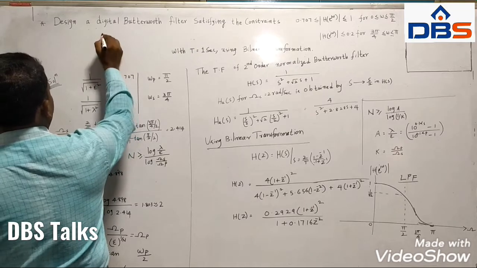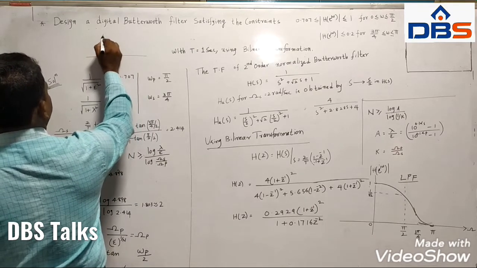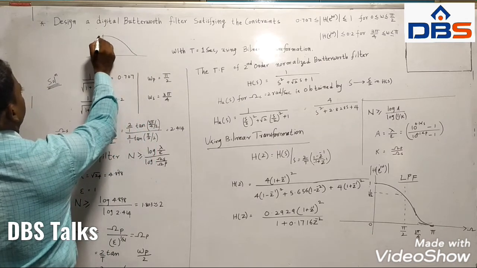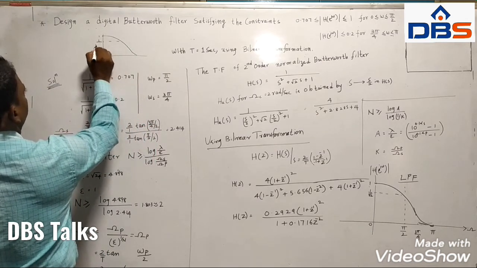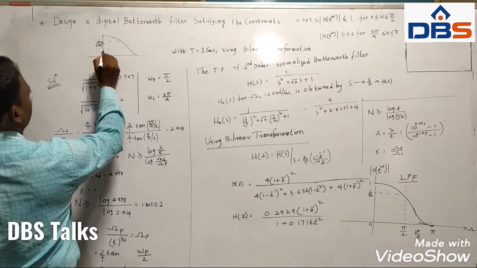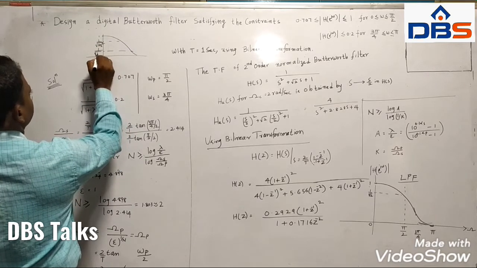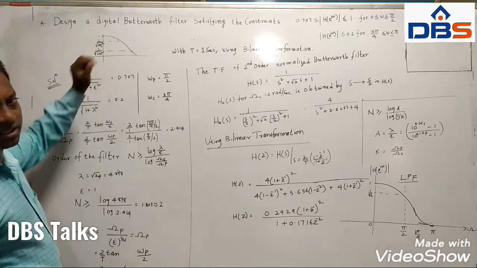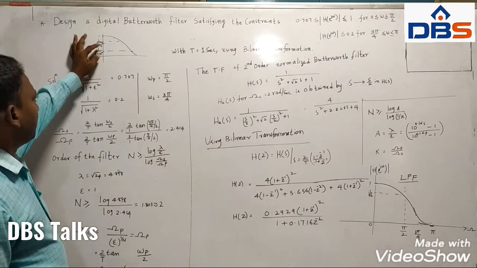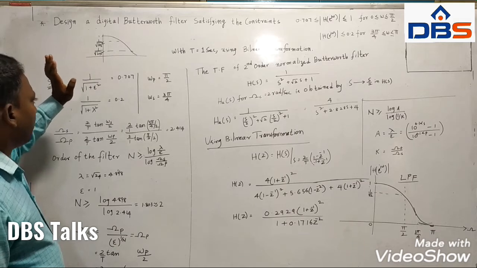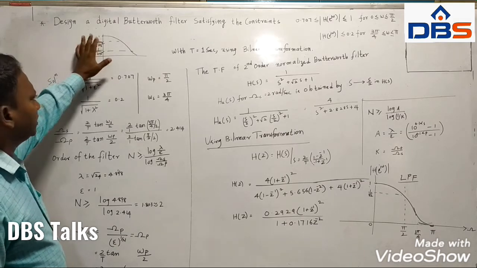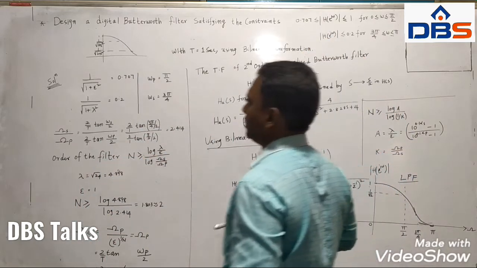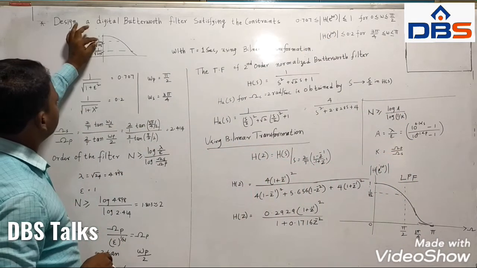the filter characteristics look like this. The characteristics of the Butterworth filter are like this. The magnitude here is 1. This is 1 by under root 1 plus epsilon square, and this is 1 by under root 1 plus lambda square. These are the two different parameters, where epsilon is the pass band parameter and lambda is the stop band parameter. They are not given here directly, but using this specification we have to understand what the value of each of these is.